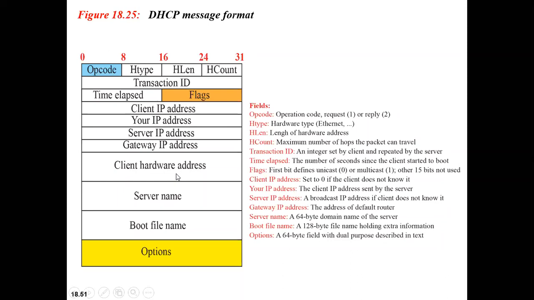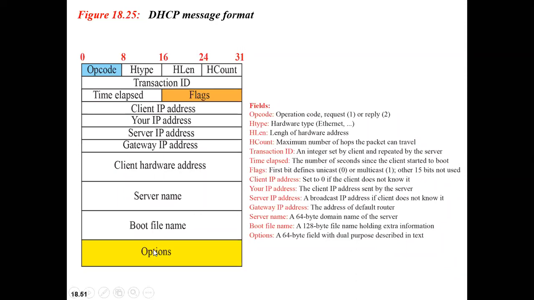Next is client hardware address. What is this client hardware address? The address of the client's hardware, correct? Next is server name. Server name is a 64-byte domain name of the server, the name of the server. It is a name, not the address. Suppose you are visiting, say, VTU, so VTU.ac.in, that name you can give as your server name. Boot file name is a 128-byte file name holding extra information. Okay, this will give you extra information. It is 128 bytes.